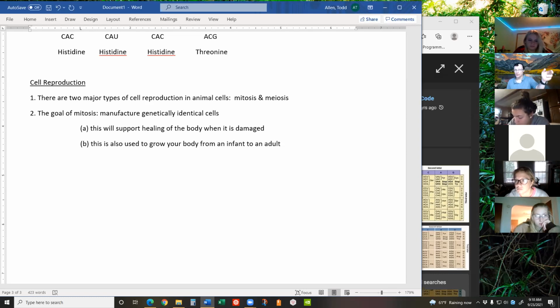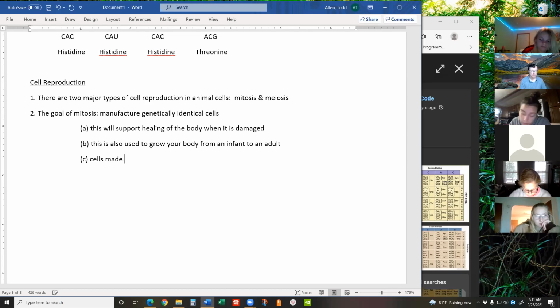Okay, so this is also used to grow your body from an infant to an adult. The cells that get manufactured through mitosis will be genetically identical. And for the most part, they're going to be genetically identical body cells. That word body is a loaded word to a biologist. I mean a somatic cell, which is to say a non-reproductive cell, which means that mitosis is going to create cells that have 46 chromosomes or 23 pairs of chromosomes.